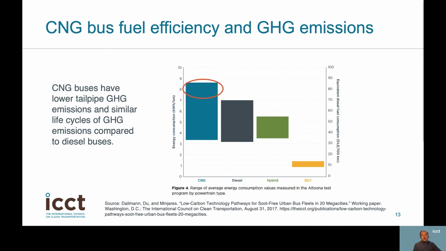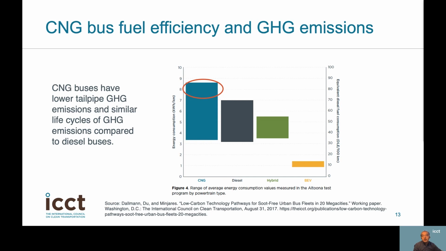CNG buses' overall drivetrain efficiency is on par with diesel buses, but as this figure shows, CNG buses show greater variance in energy efficiency in the Altoona test. In terms of greenhouse gas emissions, CNG buses' tailpipe GHG emissions are 5% to 15% lower than diesel. In well-to-wheel terms, fossil-based CNG engines have GHG emissions on par with diesel, in part because of methane leakage issues.